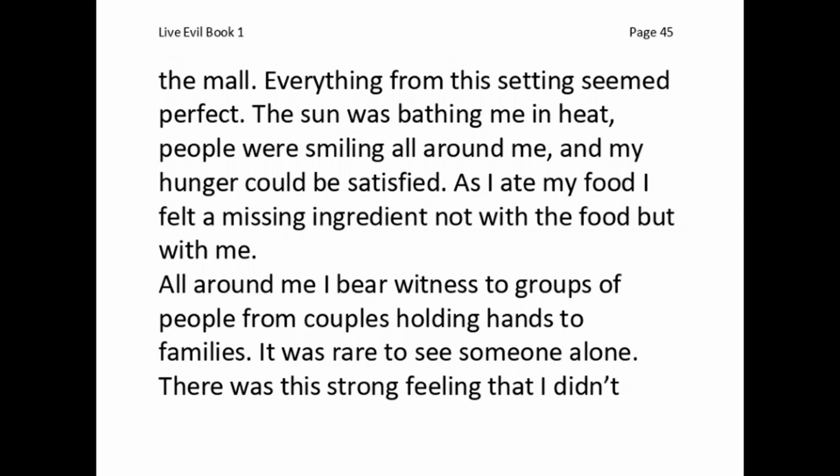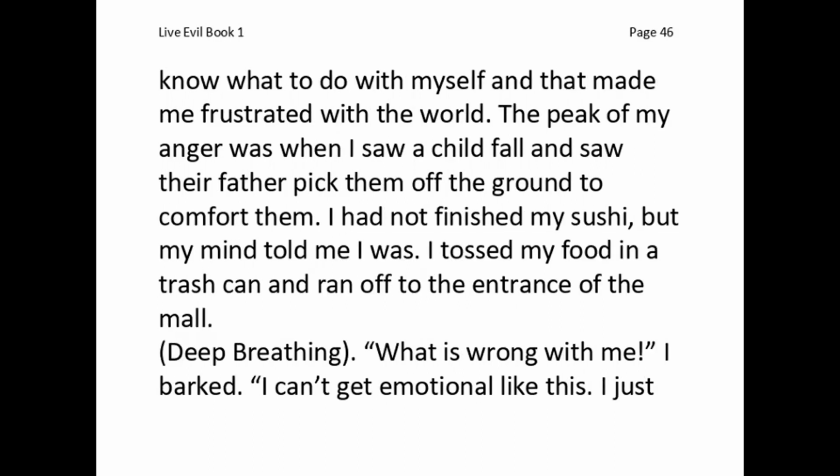There was this strong feeling that I didn't know what to do with myself and that made me frustrated with the world. The peak of my anger was when I saw a child fall and saw their father pick them off the ground to comfort them. I had not finished my sushi, but my mind told me I was. I tossed my food in a trash can and ran off to the entrance of the mall.